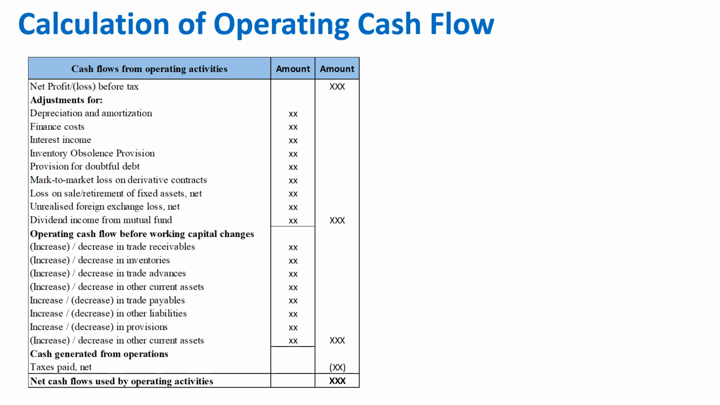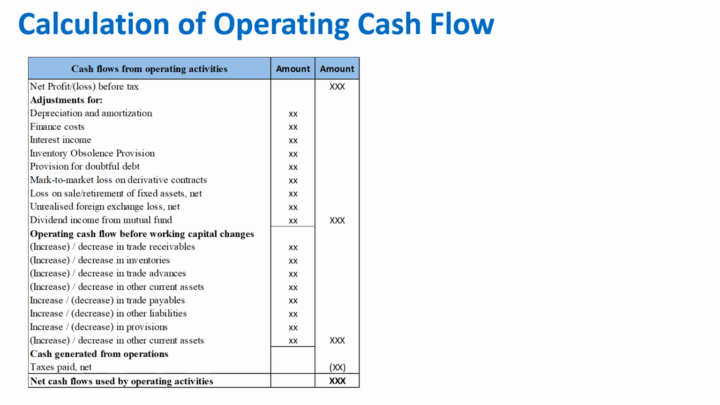Inventory obsolescence provision, so it is a provision created, there is no cash outflow, so it has to be removed, non-cash item. Provision for doubtful debt, similar to inventory obsolescence, to be removed. Mark to market loss on derivative contracts, it's a provision to be removed. Loss on sale, retirement of fixed assets, to be removed, it's an investing activity. Unrealized forex exchange loss, it is also a non-cash item to be removed. Dividend income from mutual fund, it's again an investing activity, so it has to be removed.